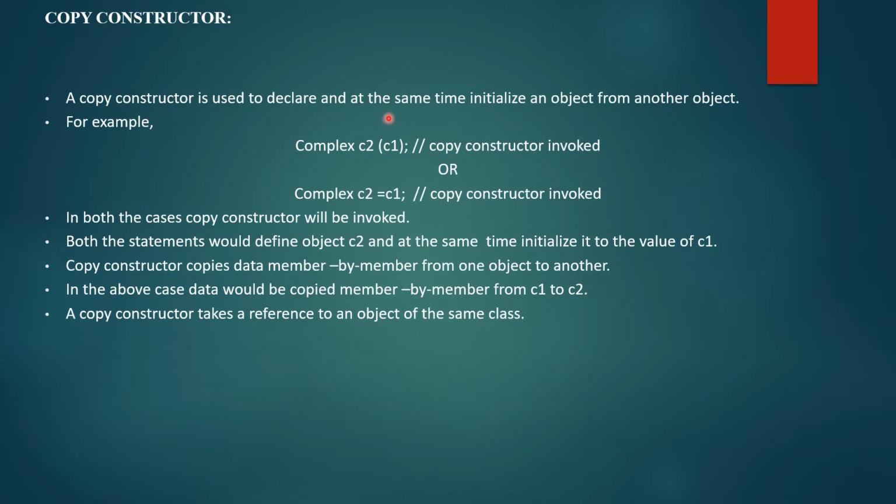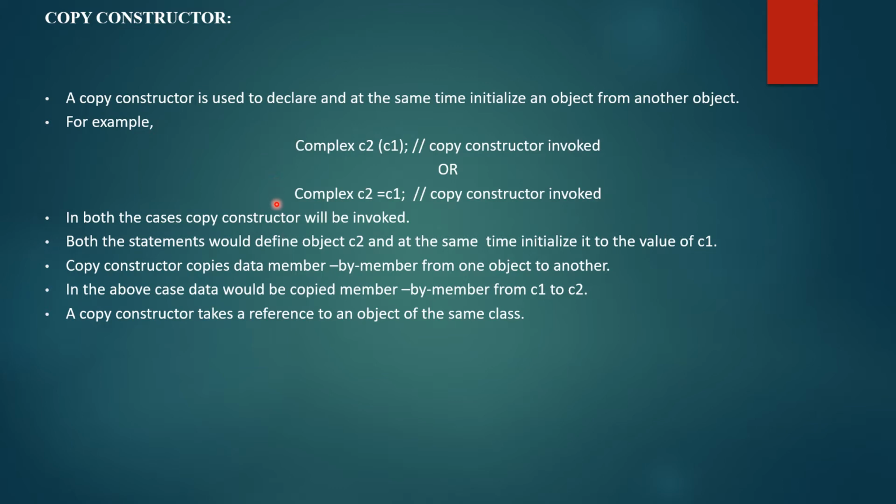So what do you mean by copy constructor? The name itself says you want to copy, but what will you copy? You will copy the object from one object to another, or copy the data members' values from one object to another. So how will you copy? As you already learned, we have implicit calling and explicit calling for a parameterized member function. The same logic we will apply here. For example, Complex C2(C1). This is one statement regarding the copy constructor.